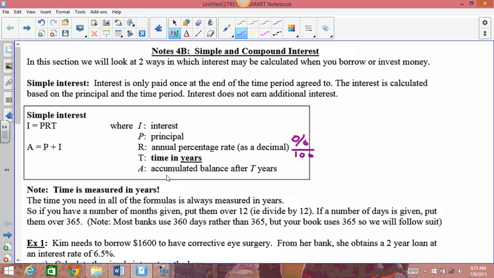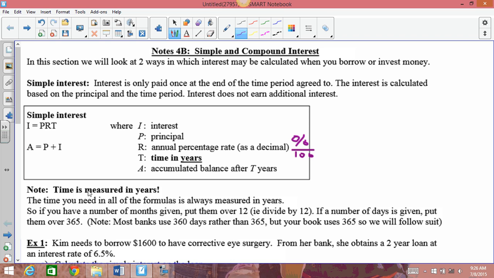And your accumulated balance would be, at the end of the loan term, how much do you have to pay back? How much you borrowed plus interest, or at the end of a term, if you've been investing your money, how much do you have in the end? How much you put in plus the amount of interest that you earned. So that's 2 ways to think about that. It should be noted that here the simple interest is in terms of borrowing or investing your money.